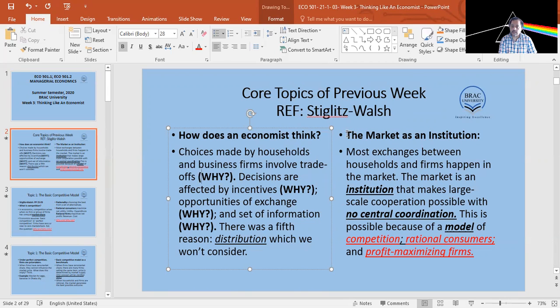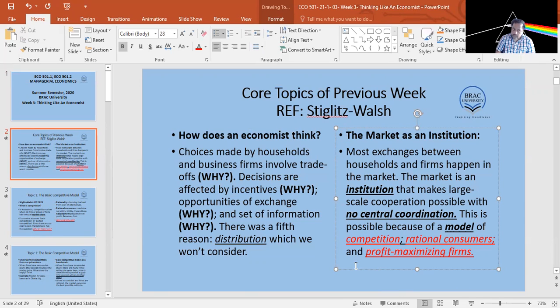Then we discussed the market as an institution. Why are we looking at it in a market setting? Economics looks at exchanges between two parties, a buyer and a seller, where they meet under a market institution. Another advantage of analyzing economic activities based on market institutions is that markets make possible large-scale cooperation with no central coordination.